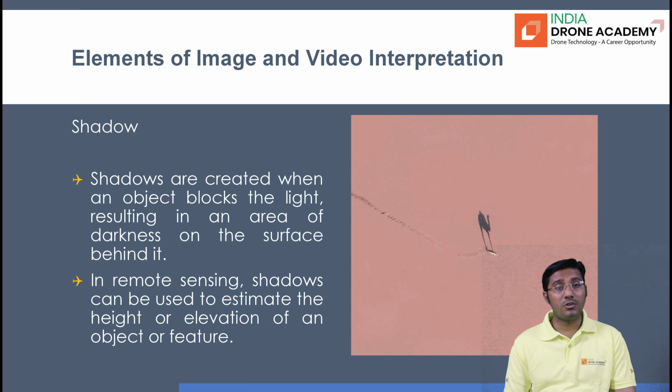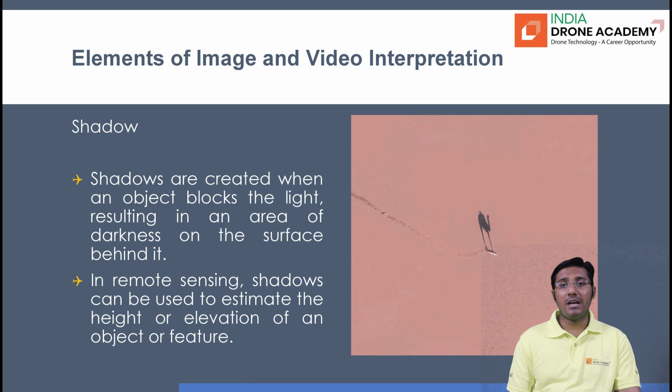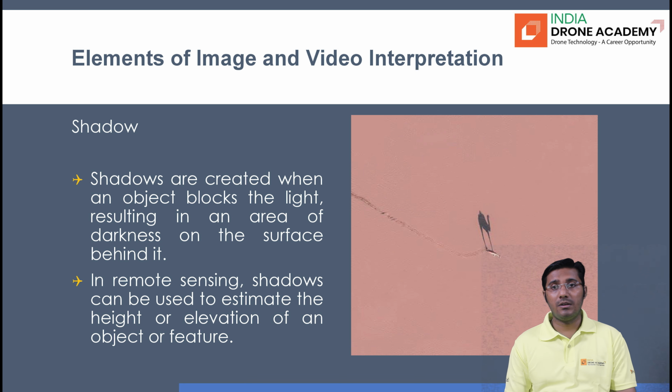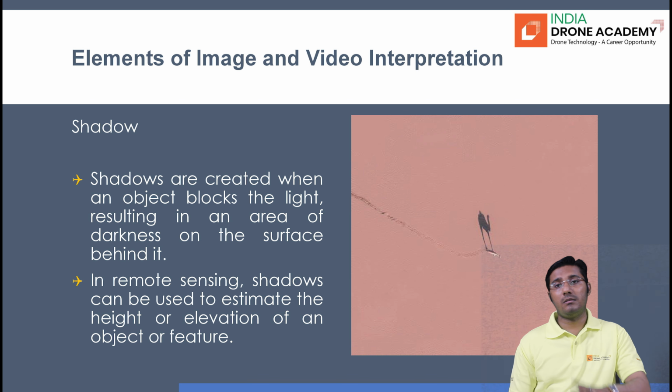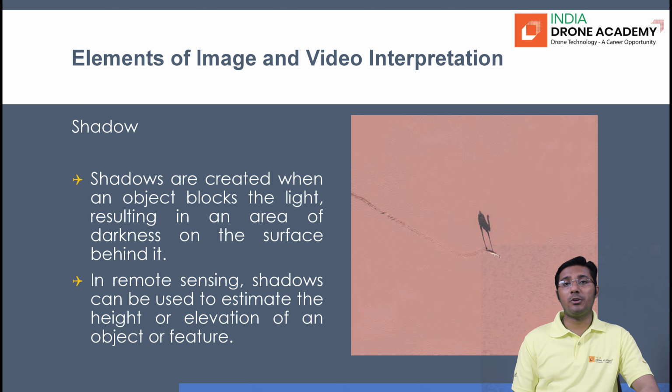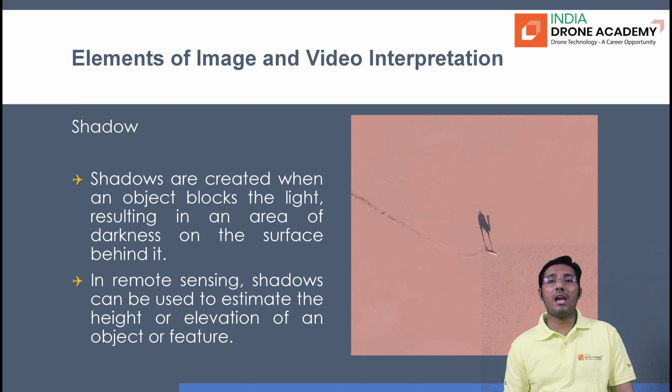Shadows also give us very important information, like a camel standing that is photographed from above. It is very difficult to understand, without the shadow of this animal, that this animal is a camel. But by just looking at the shadow, one can easily say that this is a camel that is standing. In remote sensing, shadows can be used to estimate the height and the elevation of an object or a feature.